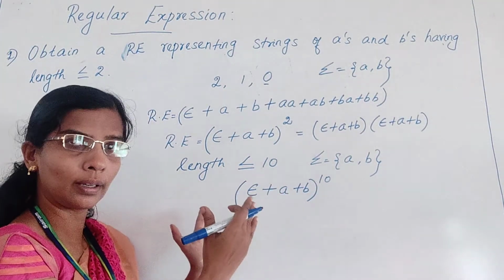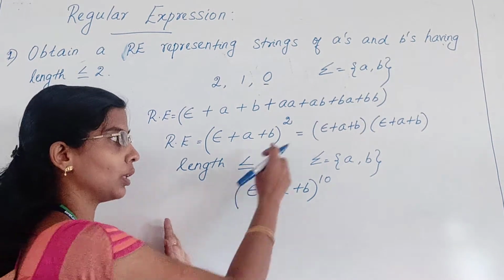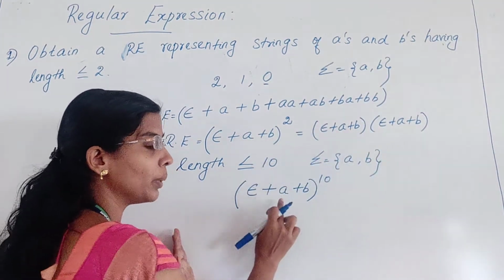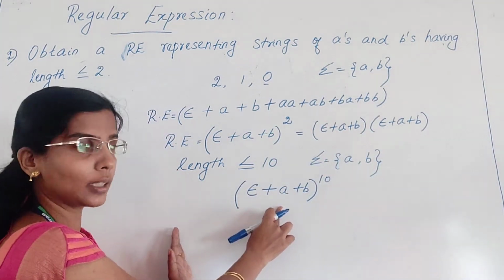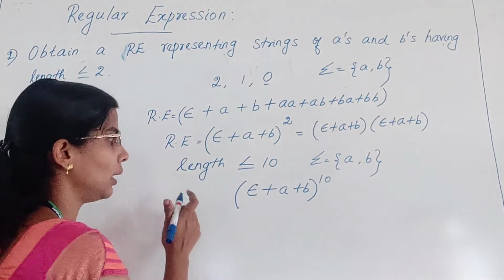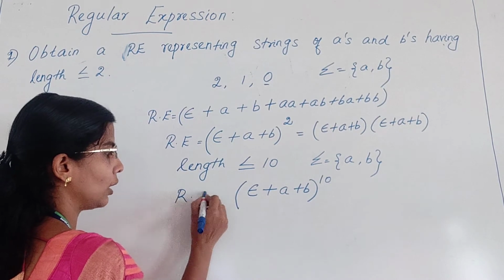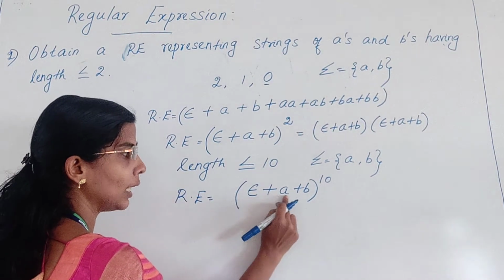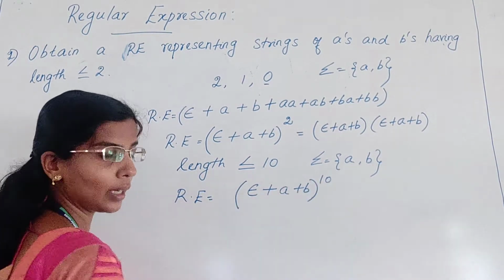If you are not writing in a single expression, if you are writing like this, how many times are you supposed to write? 10 times. So instead of writing like this, combine and write as a single expression. So the regular expression is epsilon plus A plus B, the whole power 10.